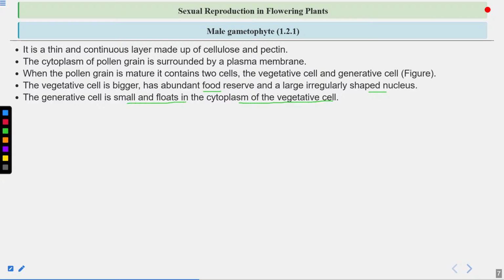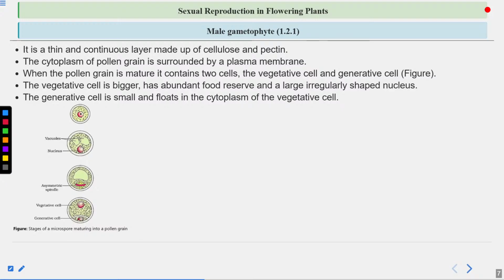Now, a very, very important point. It is so small that it can float in the cytoplasm of the vegetative cell, right? The generative cell is very small. It is shaped like a boat or spindle. And its nucleus is again very, very small.